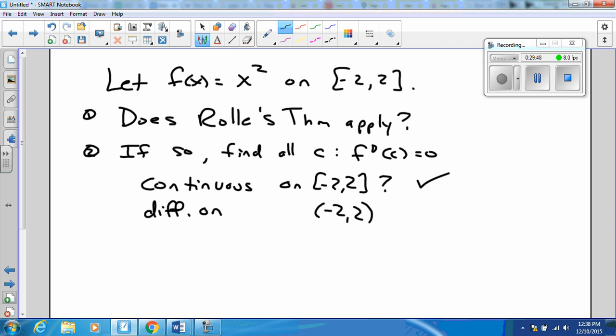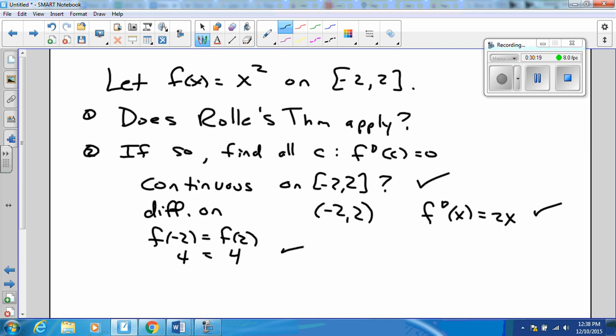So is this differentiable? To check that, I'm going to check the derivative. What is f prime of x? Does that exist on every single x between -2 and 2? Yes. And what's my third condition for Rolle's theorem? The one that makes the magic happen. F of a equals f of b. Yes, I have to check that f of -2 actually does equal f of 2.